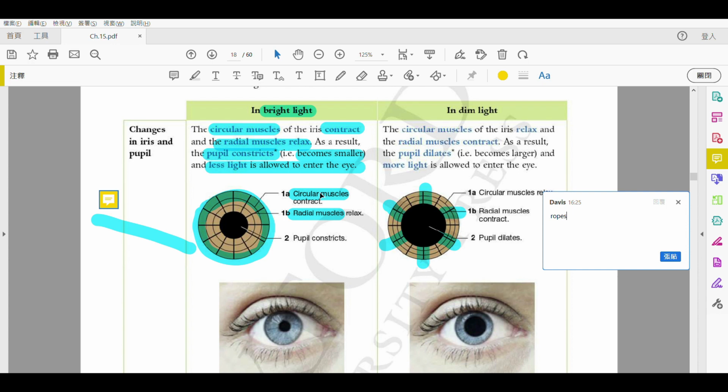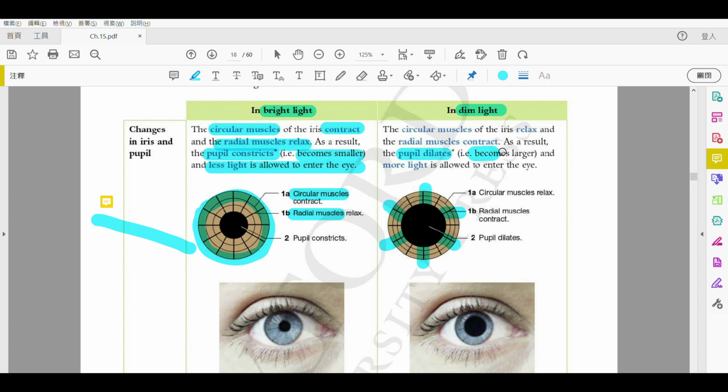And then what happened to the circular muscle? Because the radial muscle is relaxing, the circular muscle will be contracting. Okay? So the opposite situation is the dim light. Again, this time, dim light, not enough light. I want more light to enter my eye, right? So therefore, the pupil should be bigger. It should get bigger, or we can say the pupil should dilate.